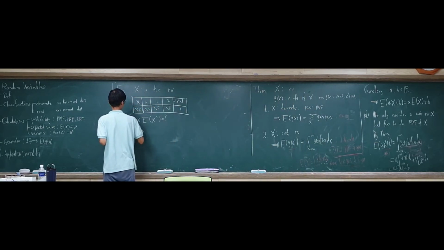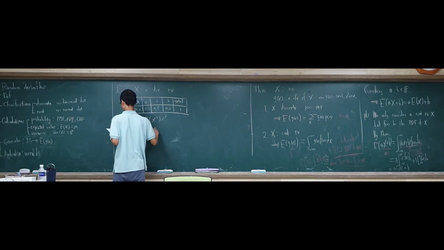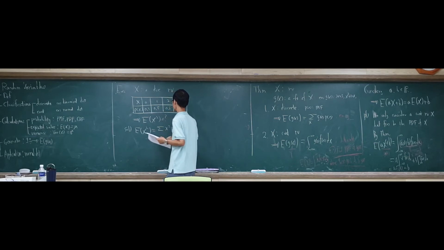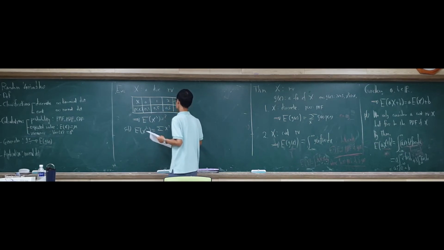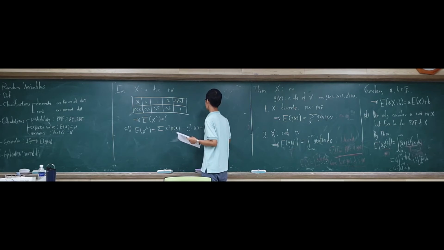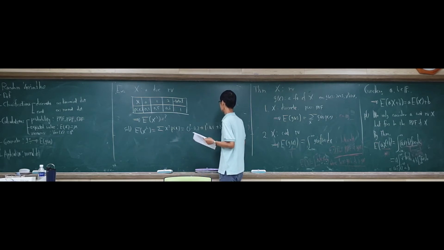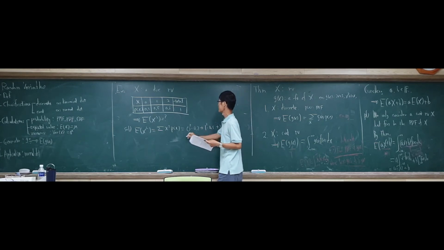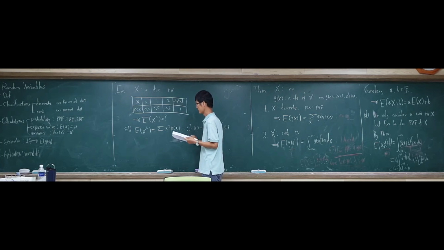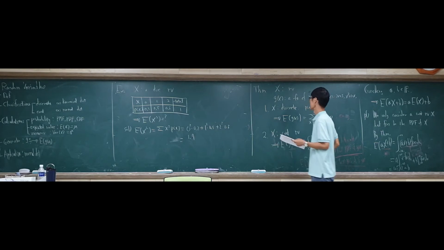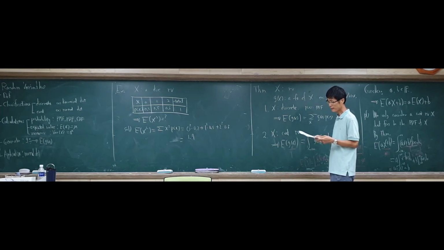So E[X squared] can be obtained by this formula, and this is equal to 0 squared multiplied by 0.2 plus 1 squared times 0.5 plus 2 squared multiplied by 0.3. And so you can see that this is equal to 1.7.